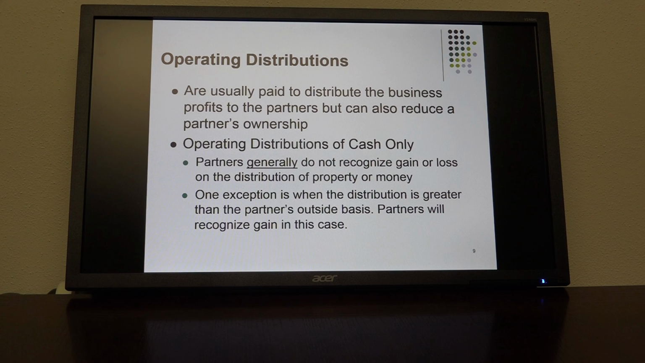The one exception, of course, logically, is when the cash distribution is greater than a partner's outside basis. Then in that case, they're going to recognize a capital gain of the difference between the distribution and their outside basis. The excess would be capital gain. Note that you never recognize a loss on receipt of an operating distribution.